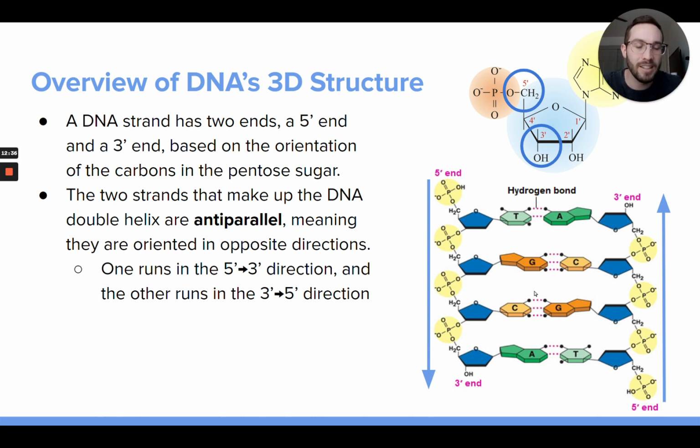So for that reason, we say that the 2 strands of DNA are not parallel, but anti-parallel, because those 2 ends are running in different directions, the 3' and the 5' end, which is based off of those carbons in the sugar and which way they're facing.